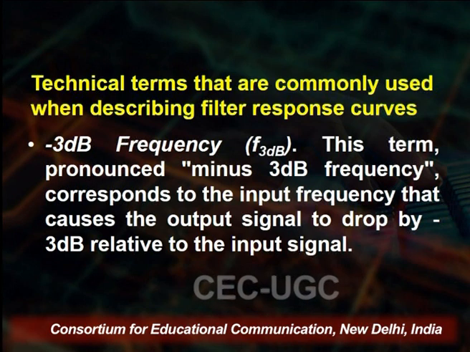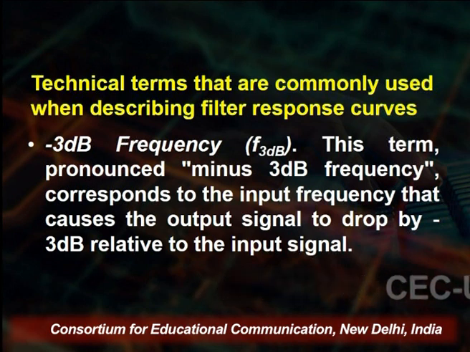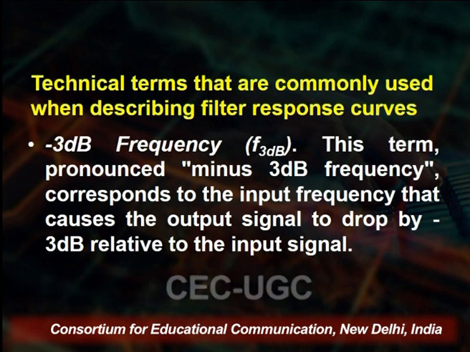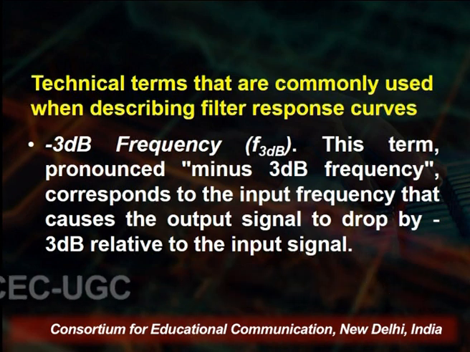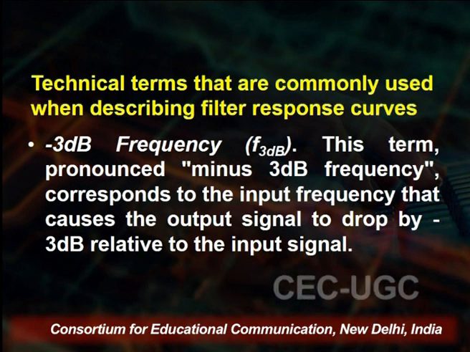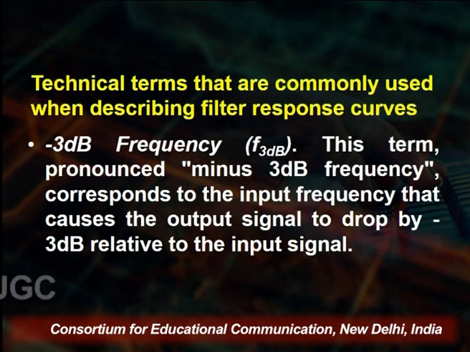Next are the technical terms that are commonly used when describing the filter response curve. The first is the 3 dB frequency, or minus 3 dB frequency, written as f3dB. This term is pronounced as minus 3 dB frequency and corresponds to the input frequency that causes the output signal to drop by 3 decibels relative to the input signal. It means this is the signal we require in the output. The 3 dB frequency is also referred to as the cutoff frequency.